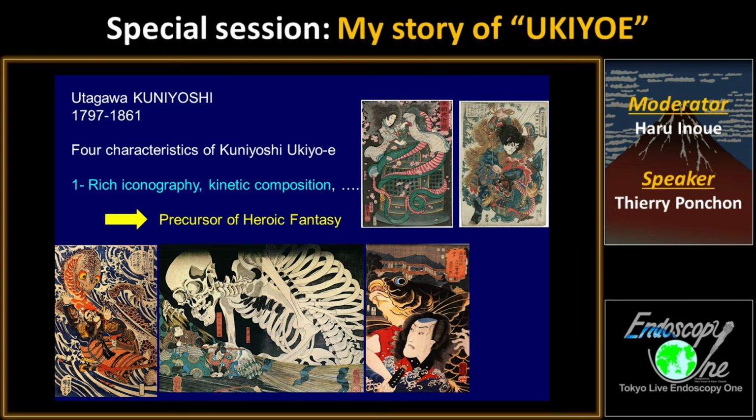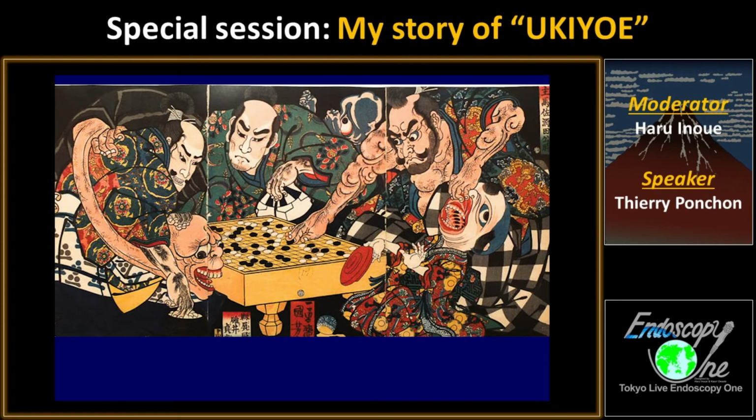Why? There are four characteristics of Kuniyoshi ukiyo-e. You have a rich iconography and a kinetic composition. You can see, really fantastic. And Kuniyoshi is considered a precursor of heroic fantasy in Japan and outside Japan, because of these colorful and rich ukiyo-es, such as this one. You see, very special, very particular, and very kinetic.